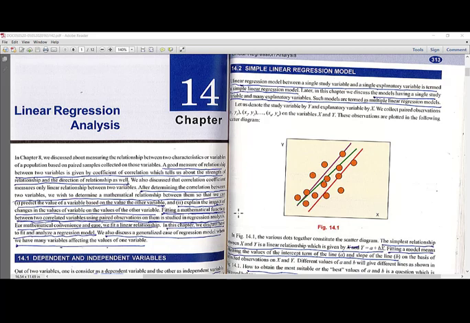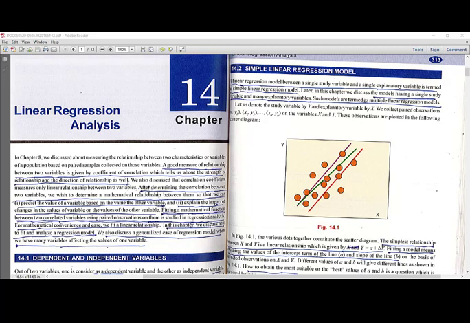In a previous chapter, we discussed measuring the relationship between two characteristics or variables of a population based on paired samples collected on those variables. A good measure of relationship between two variables is given by the coefficient of correlation, which tells us about the strength of relationship and the direction of relationship as well.